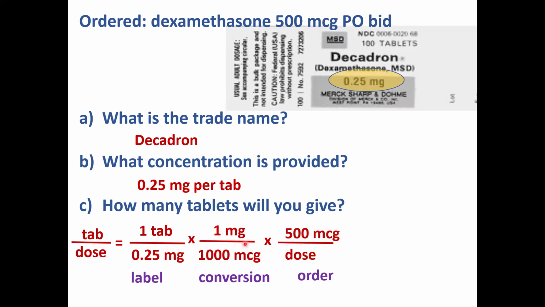The milligrams are canceling, the micrograms are canceling. We have tablet on top, dose on bottom, and that is what we were looking for here. So we know we've got the right setup. We can go ahead and multiply everything on the top, multiply everything on the bottom, and then divide, and we get our 2 tablets per dose.